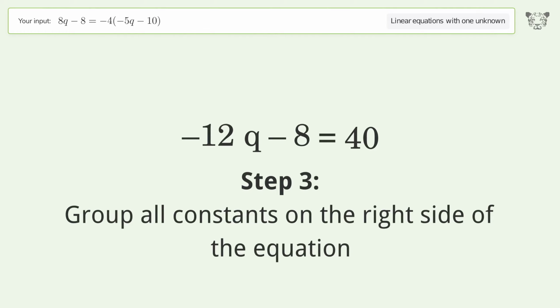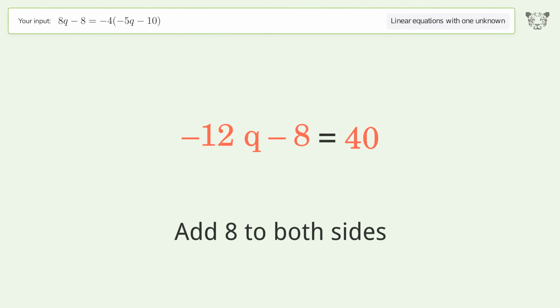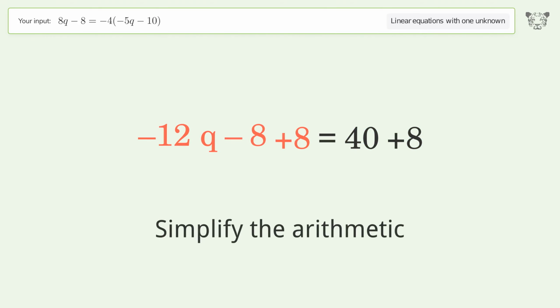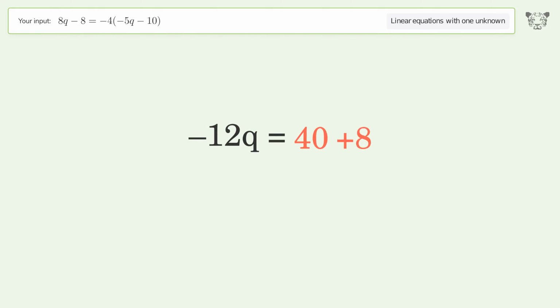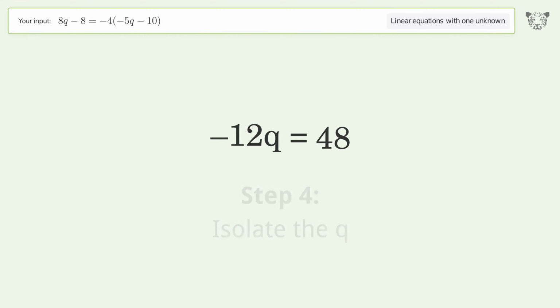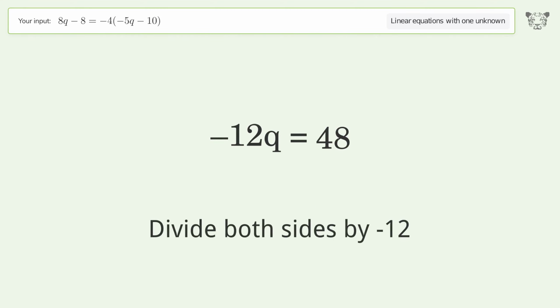Group all constants on the right side of the equation. Add 8 to both sides. Simplify the arithmetic. Isolate the q. Divide both sides by -12.